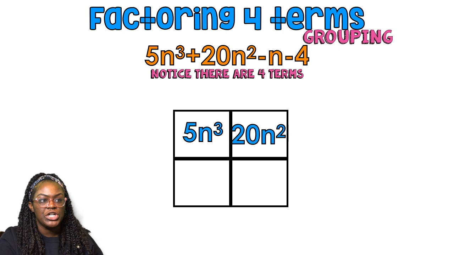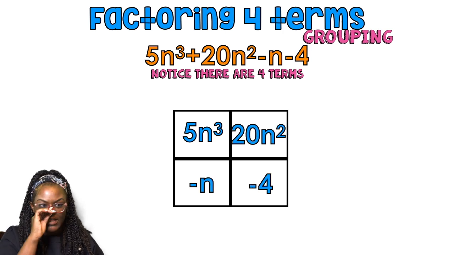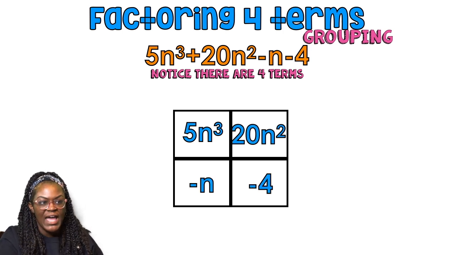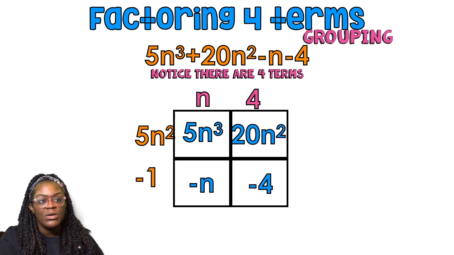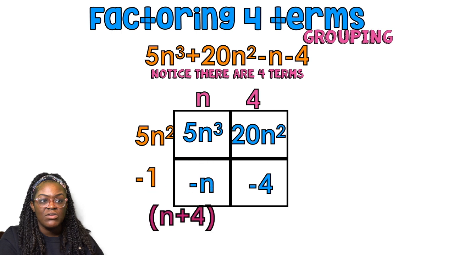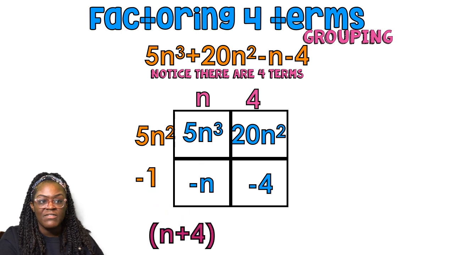Okay, so you're going to put each term inside of a box right there. And then you're going to find the GCF of the top, the left side, and that's going to be n. You're going to find the GCF of the right side, so that's going to be 4. You're going to find the GCF of the top row, which is going to be 5n squared, and the GCF of the bottom row, which is going to be negative 1. And so n plus 4, 5n squared minus 1.